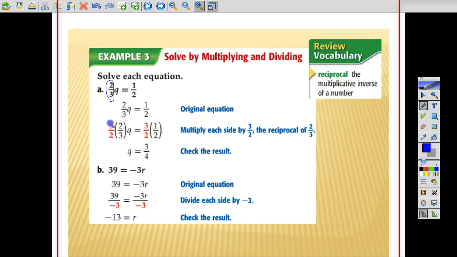Because 3 on top and 3 on the bottom equals 1. 2 over 2 equals 1, so that you ultimately have 1 Q. And that's our goal. Okay, so your answer here, 3 over 2 times 1 over 2 is 3 over 4.